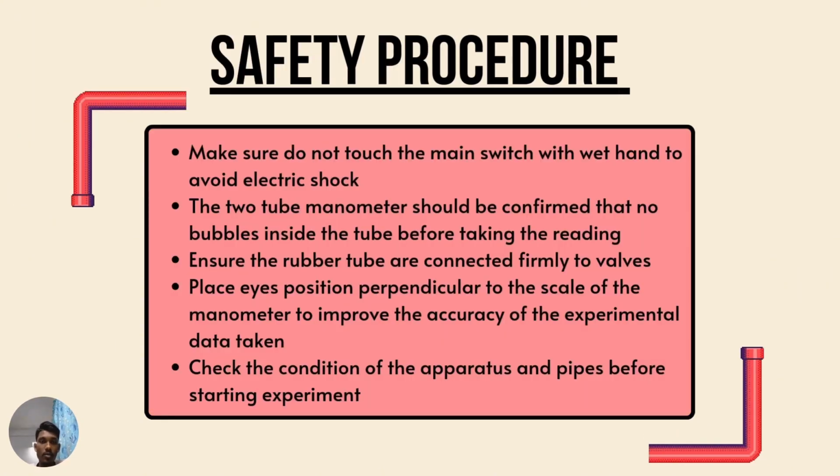Next, as for the safety procedure, make sure not to touch the main switch with a wet hand to avoid electric shock. Second, the two-tube manometer should be confirmed to have no bubbles inside the tube before taking the reading. Third, ensure the rubber tube is connected firmly to the valve. Fourth, place your eyes perpendicular to the scale of the manometer to improve the accuracy of the experimental data taken. Check the condition of the apparatus and pipes before starting the experiment.